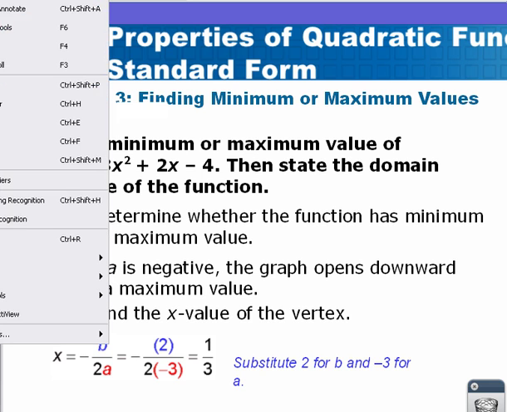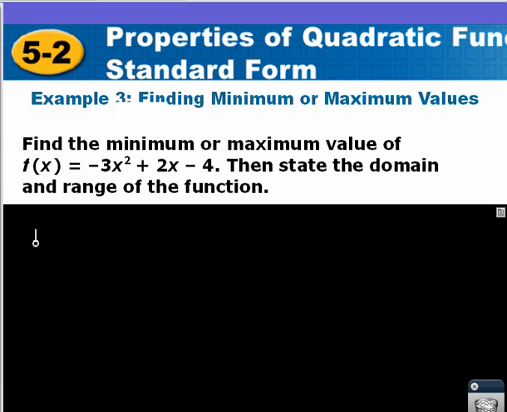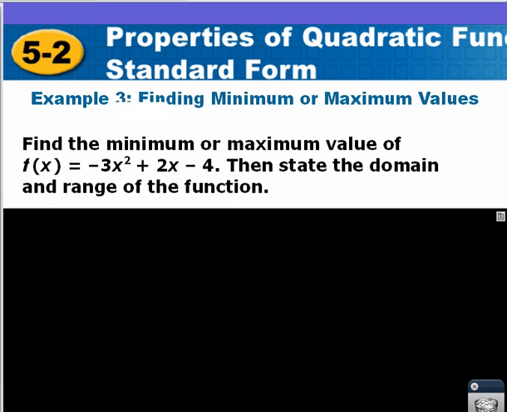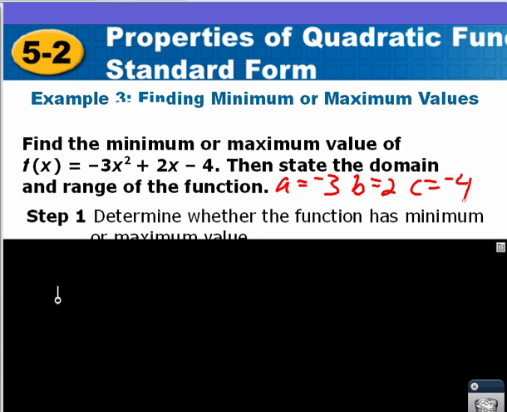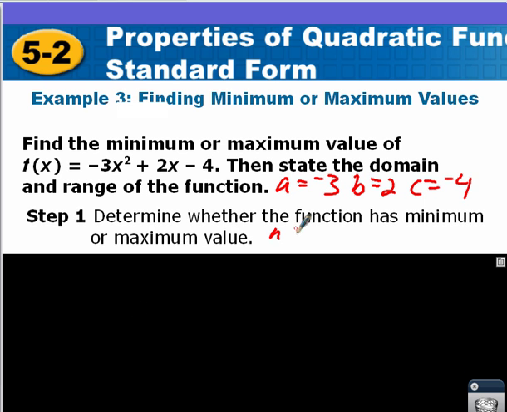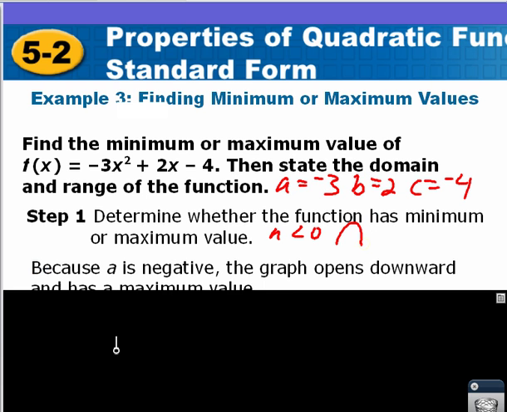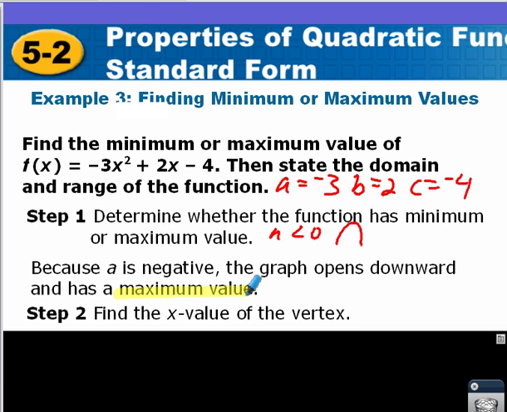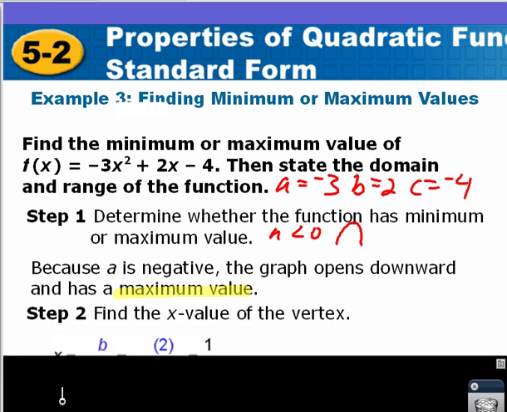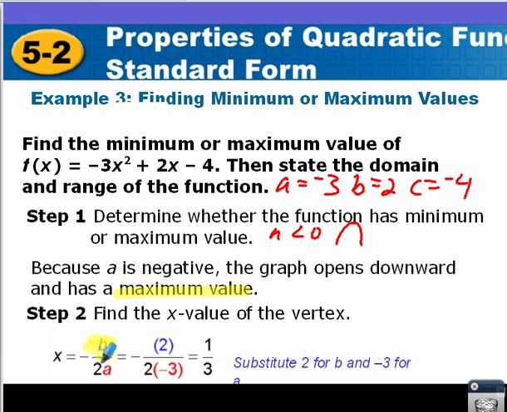All right, here's our example. Find the minimum or maximum value of the function, then state the domain and range. A is equal to -3, B is equal to 2, C is equal to -4. First of all, do we have a maximum or minimum? Well, A is less than 0, it's negative, we have a frowny face, so we're going to have a maximum. And then we find it by first finding the x-coordinate of our vertex, -b over 2a. We plug in our a and b and we get 1/3 as the x-coordinate of our vertex.